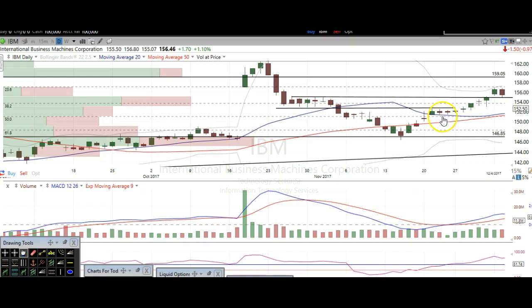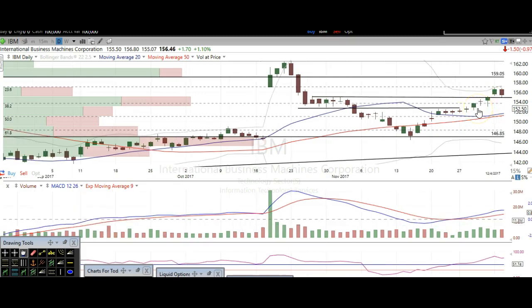Okay, so that happened, and then we continued higher on IBM up into our target. Now, why were we targeting up here on IBM? Well, a couple of reasons. For one, we've got the resistance from the highs of these candles. So remember, our first target was the lows of these candles.